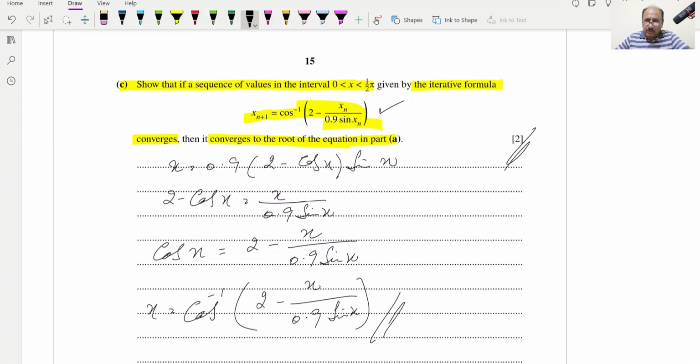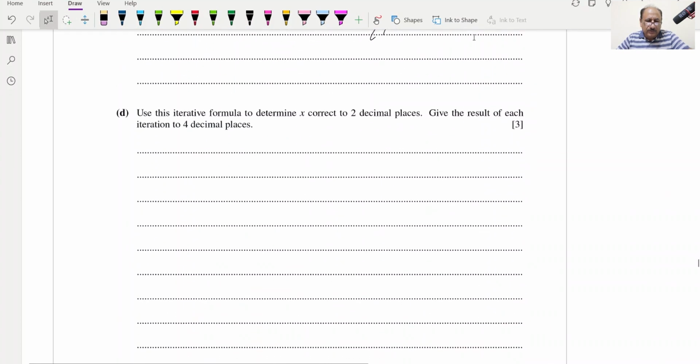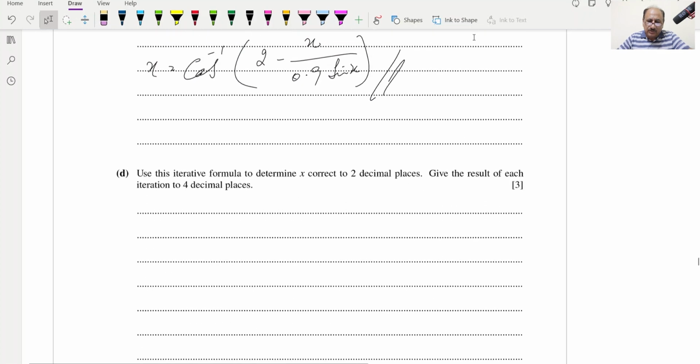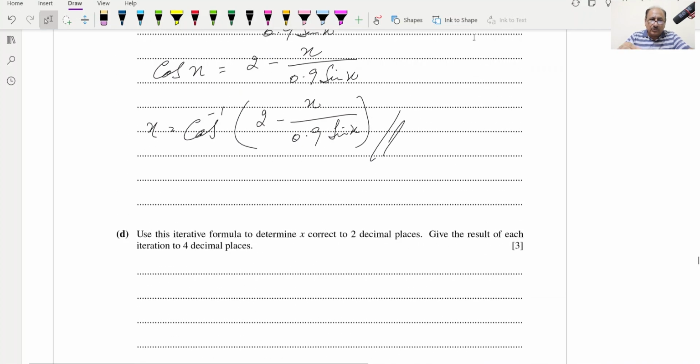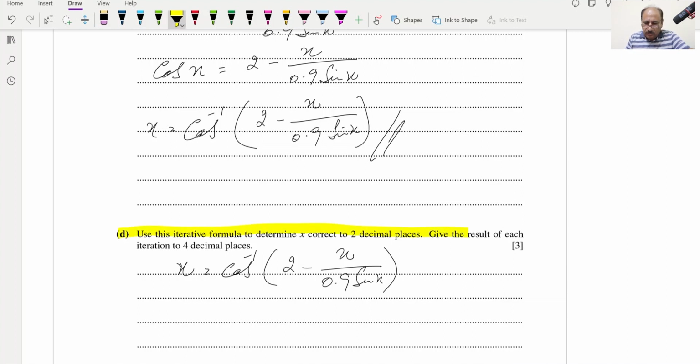This was a 2 marks part. Now D part, using this iterative formula. So we will be using this iterative formula, x is equal to cos inverse of 2 minus x over 0.9 sine x. We will be using this formula. Use this iterative formula to determine x correct to 2 decimal places. Give the result of each iteration to 4 decimal places.